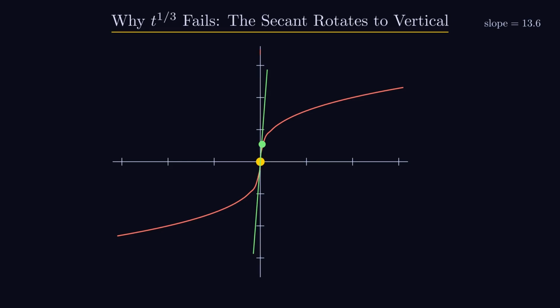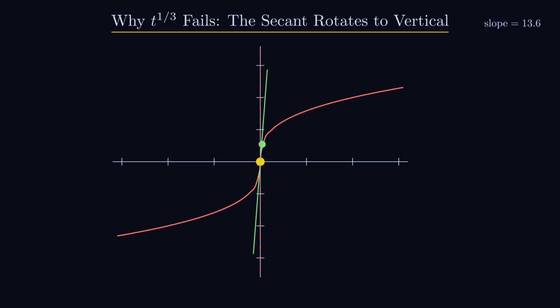The dashed vertical line marks the direction the secant is approaching. The secant is nearly indistinguishable from the vertical reference. The tangent direction at the origin, if it existed, would be exactly vertical. But a vertical line has no finite slope. The limit of the difference quotient does not exist as a real number.